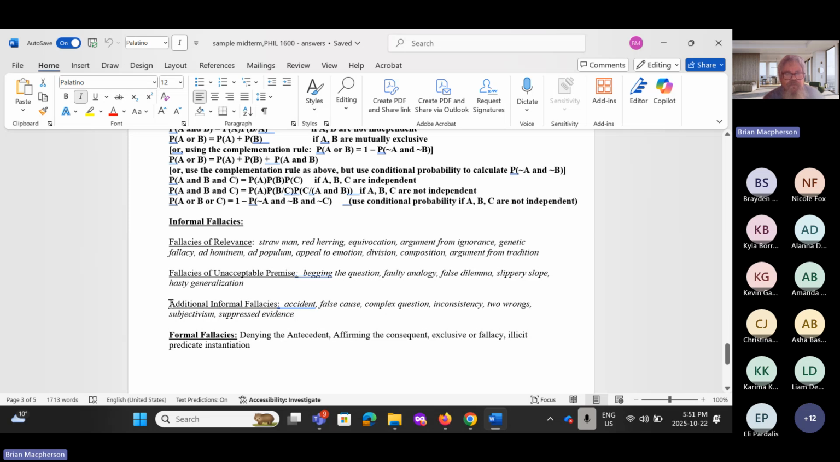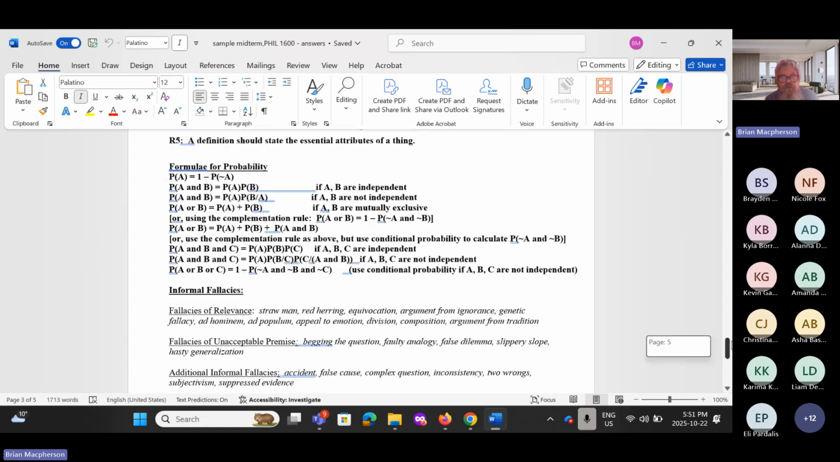Okay, then in that lecture I also gave you what I called additional informal fallacies. We looked at accident, false cause, complex question, inconsistency, two wrongs, subjectivism, and suppressed evidence. And I didn't focus too much on the formal fallacies, but we looked at some: denying the antecedent, affirming the consequent, exclusive or fallacy, and illicit predicate instantiation.